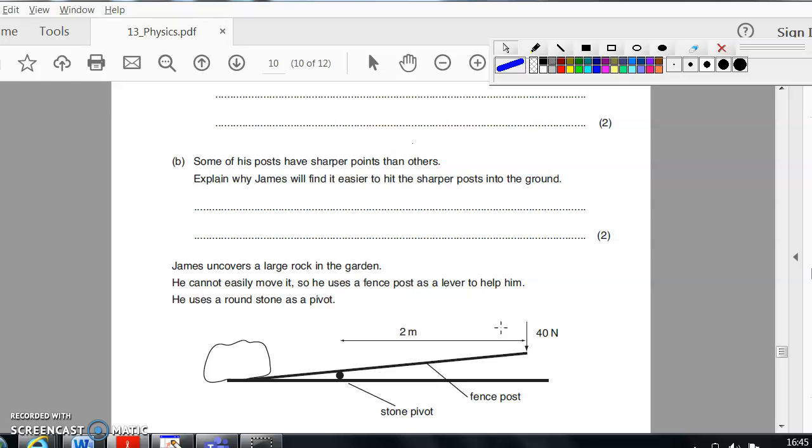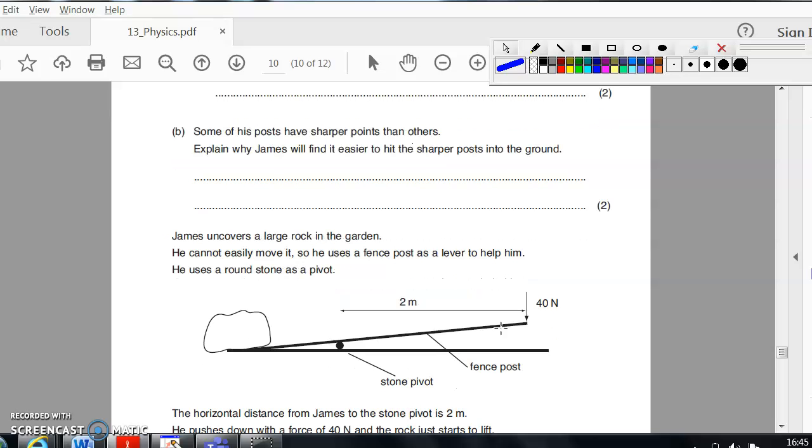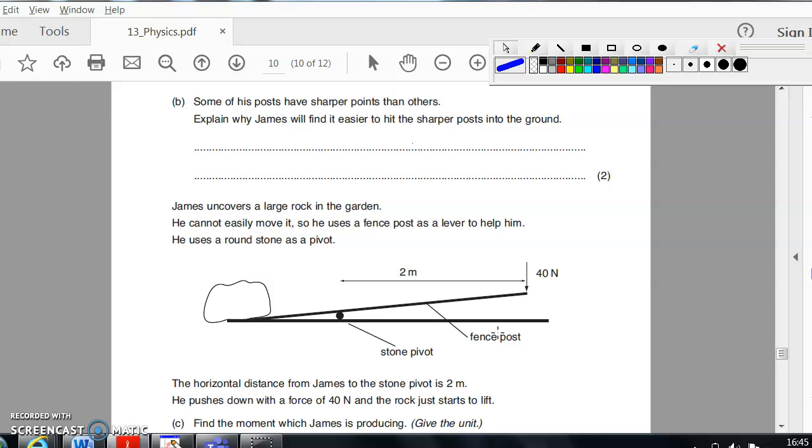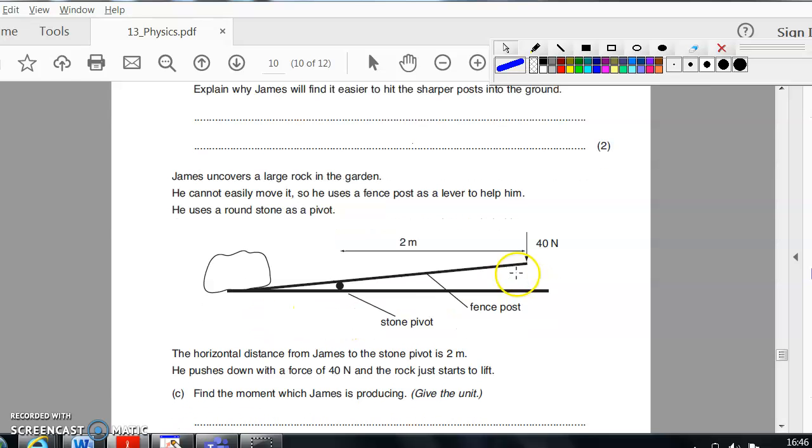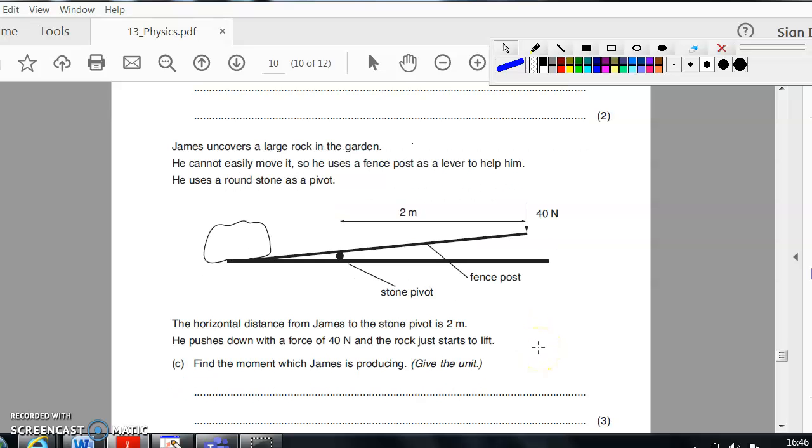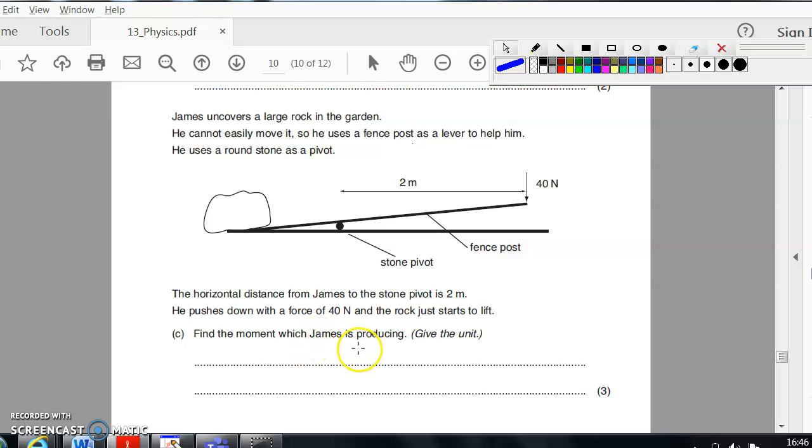Okay, on to the next one. James uncovers a large rock in his garden. He cannot easily move it, so he uses a fence post as a lever to help him. He uses a round stone as a pivot. So we've got a stone here, we've got the fence post here. So we're thinking pivots, we're thinking moment. The horizontal distance from James to the stone pivot is 2 meters, given here. He pushes down with a force of 40 newtons and the rock just starts to lift. So find the moment that James is producing. We're looking at giving the unit as well.